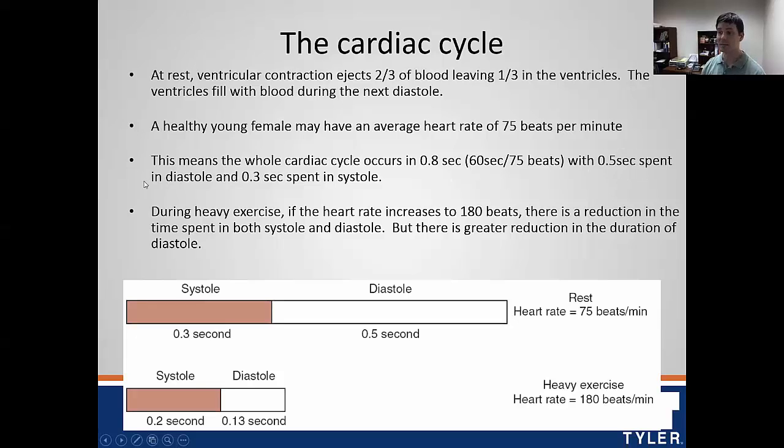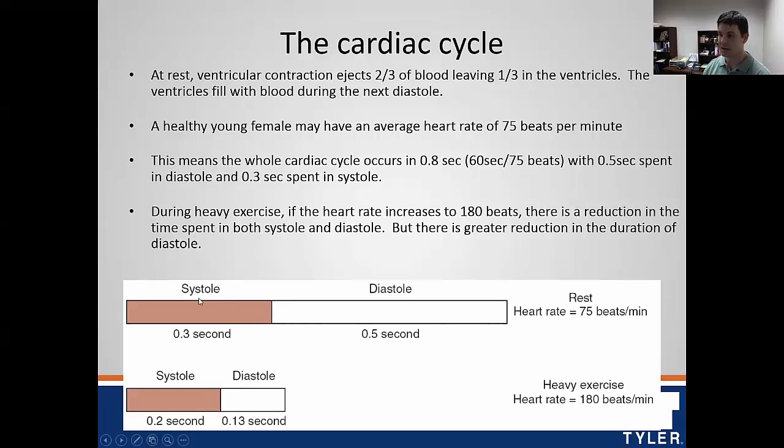We spend more time in diastole, about half a second, to allow blood filling of the ventricles, and then a shorter amount of time, about 0.3 of a second, in the systolic contraction in order to pump that blood. During heavy exercise, if we then increase our heart rate, there is a reduced time spent in both diastole and systole, but a greater reduction in the duration of diastole.